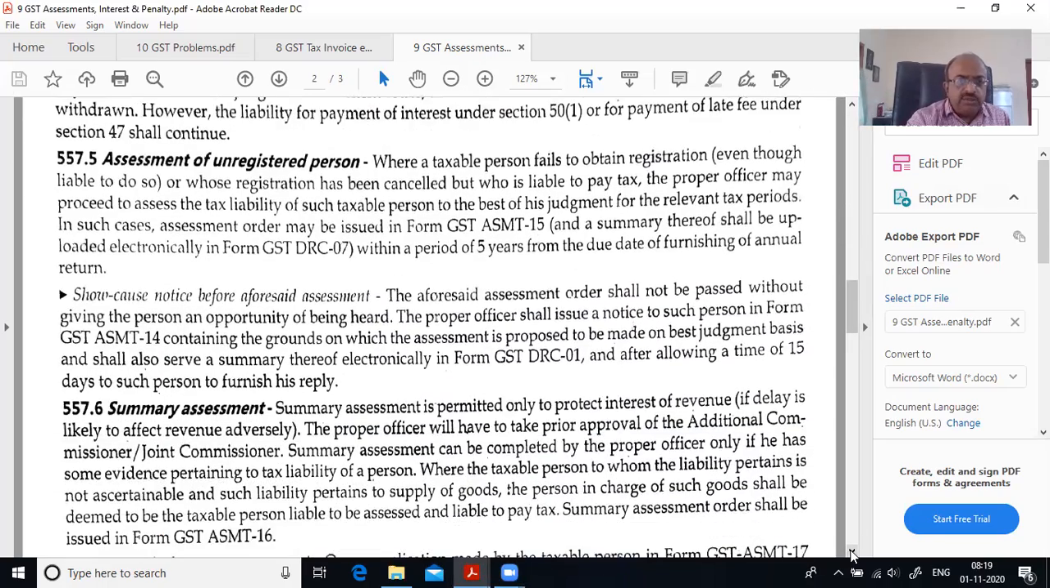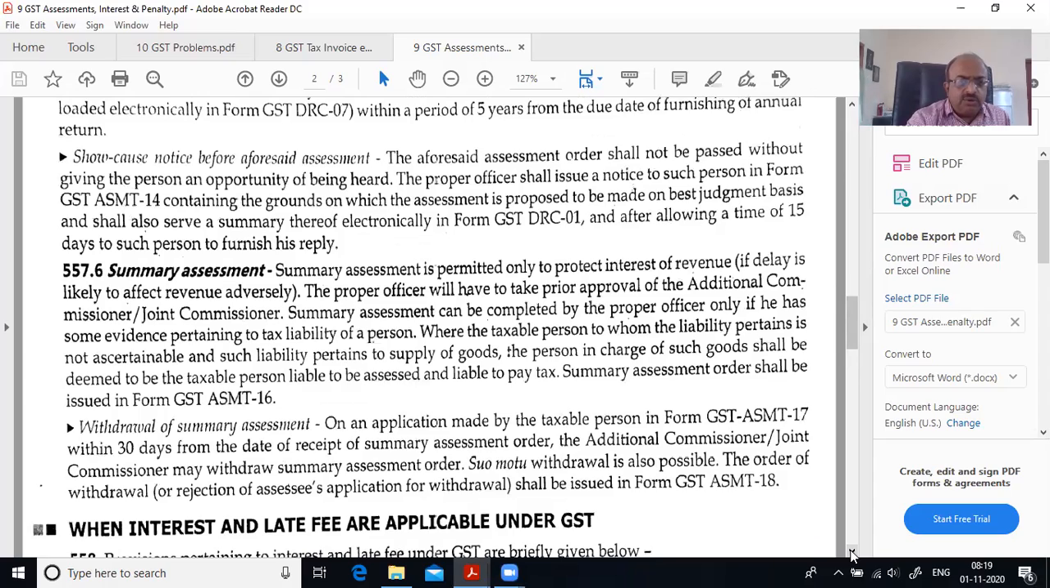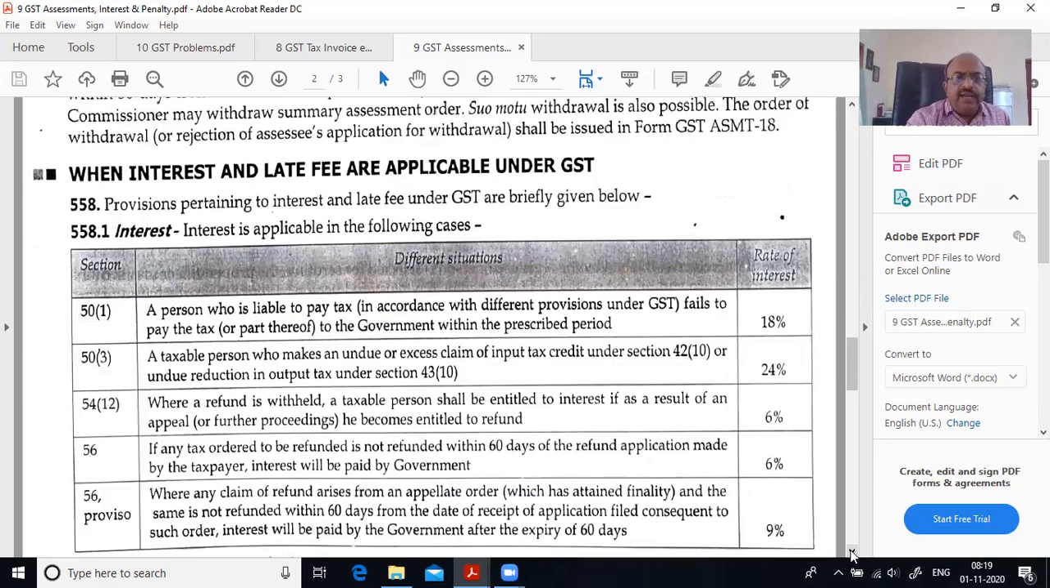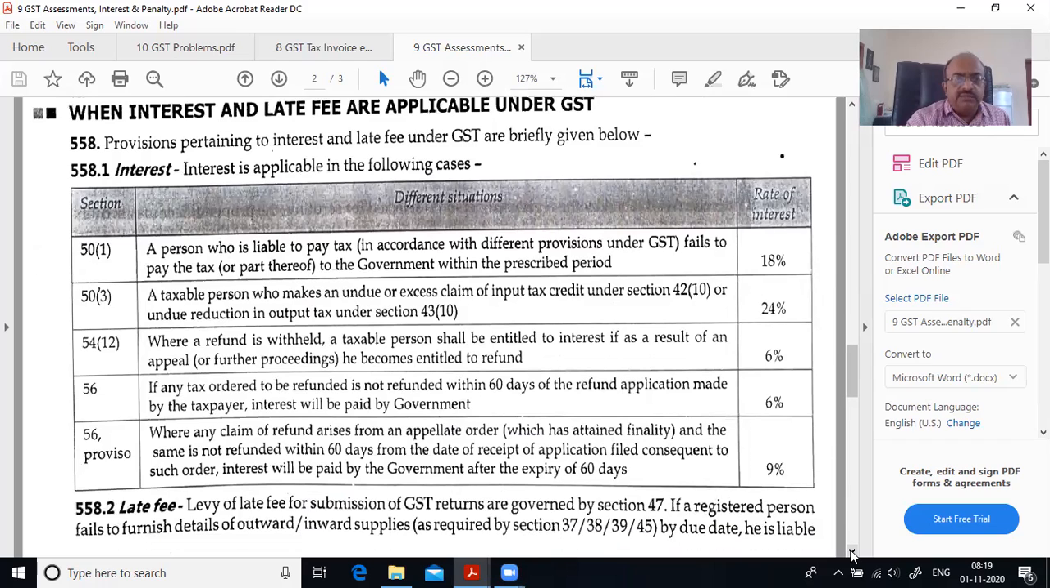Again, I'm not going into the summary assessment and all. Now, interest and late fee applicable. This is also very interesting. A lot of issues are there in this.